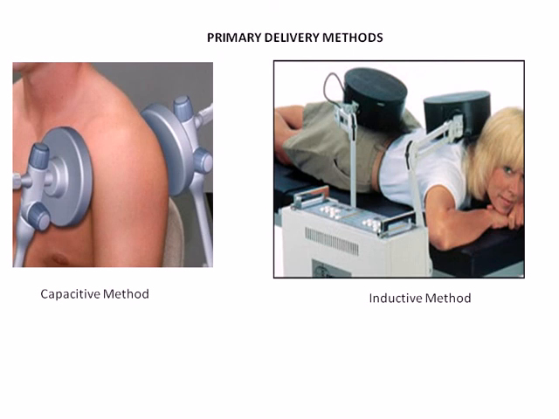The inductive method involves the use of an applicator in which oscillating magnetic fields are created in the tissues, which in turn induces electrical currents within the tissues, with the greatest currents produced in the tissues with low electrical impedance, such as skeletal muscle and blood.